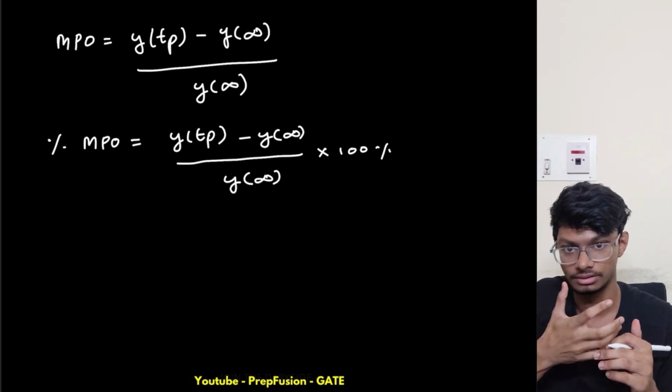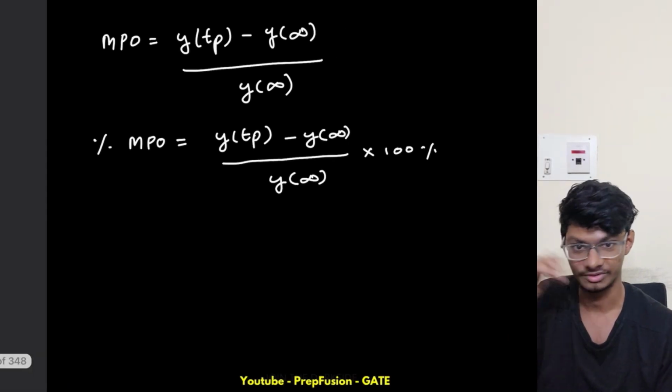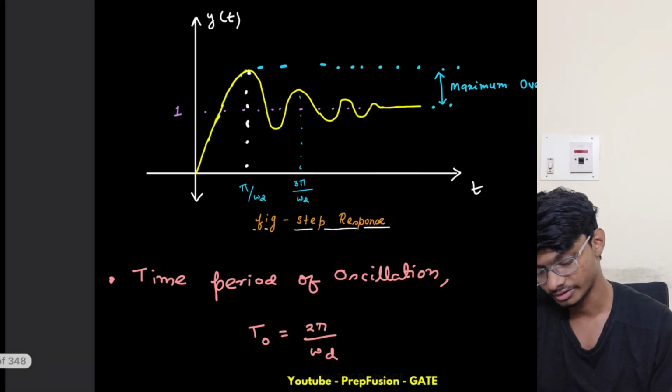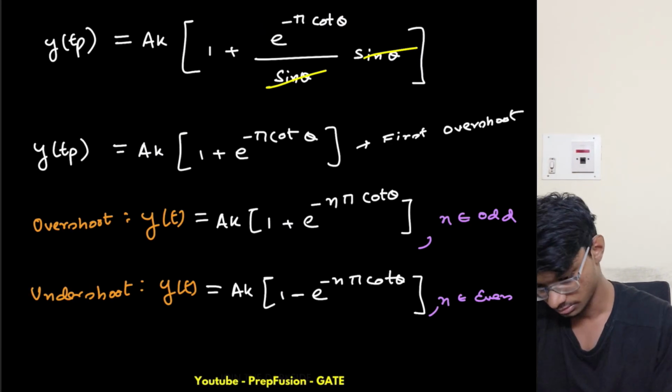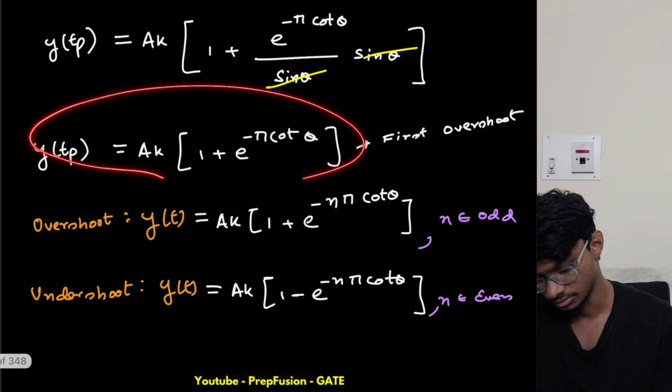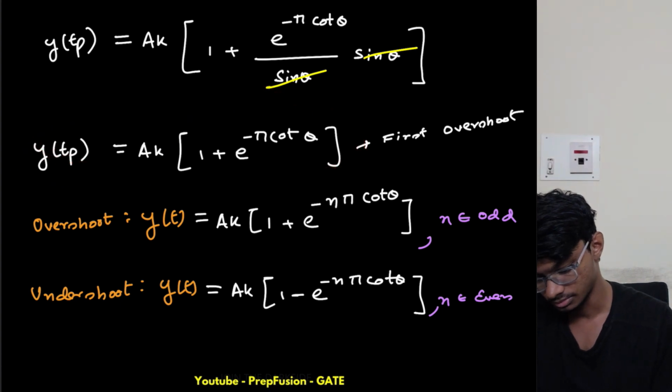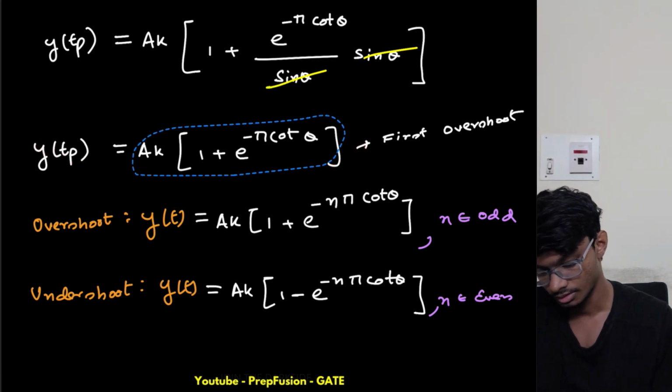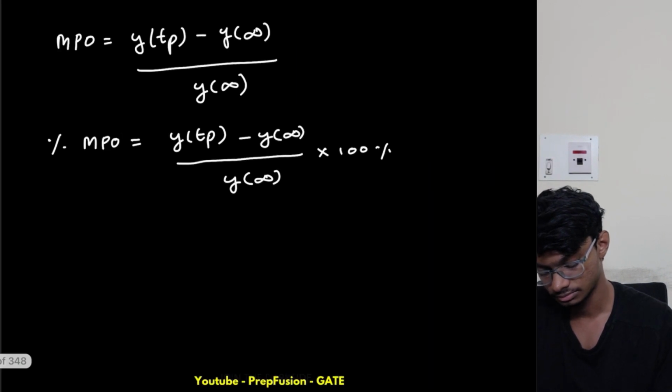Now let me derive it. I know y of TP, we found it in the previous expression. So what is y of TP? Y of TP is this one. Let me copy this one, and what is my y of infinity?